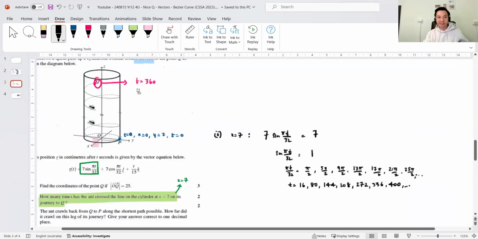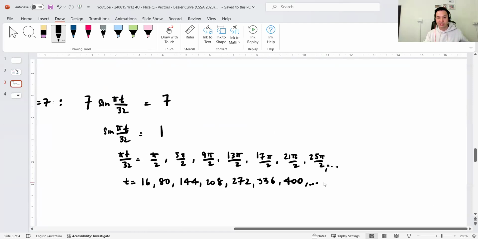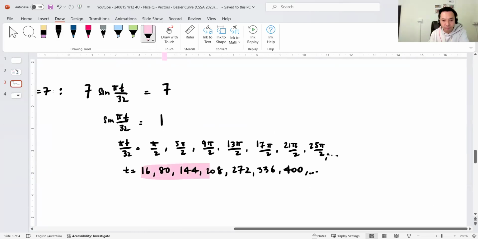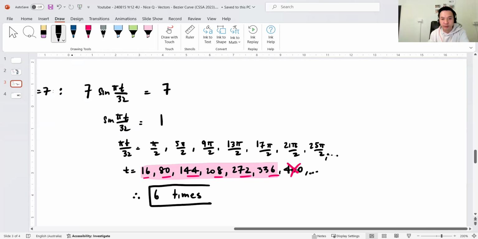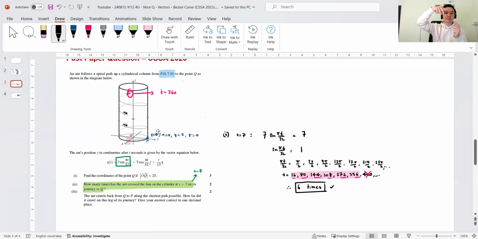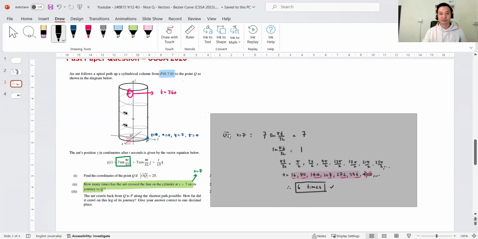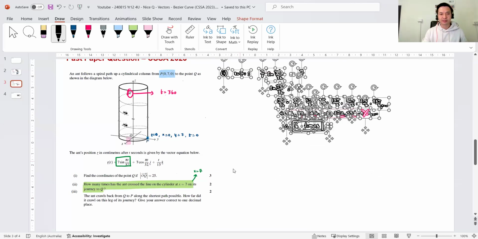the point Q has time equals 360. So I want all the times that are less than that, so I want these ones. This one here is too big. So 1, 2, 3, 4, 5, 6. It'll cross it 6 times on the way up. So therefore, 6 times. Is that okay? Basically, it's asking how many times does it cross the cylinder at x equals 7? Well, 6 times, because t equals 360 is where Q is, and anything below that are the other times that I want. So question 2, done. Hopefully that's not too bad.